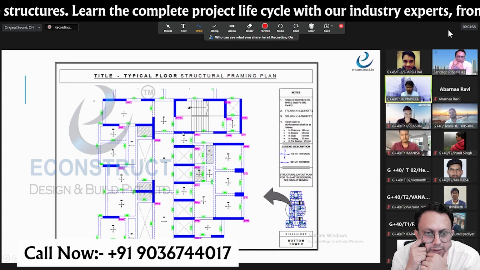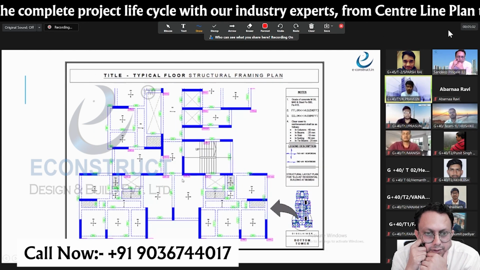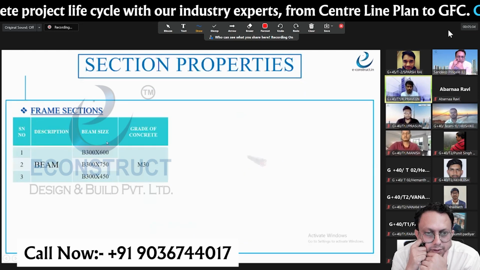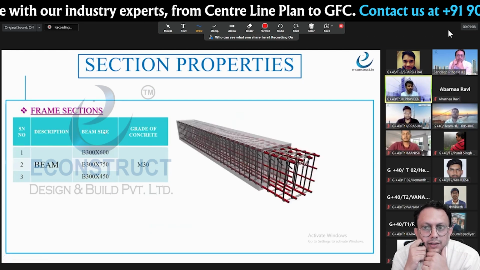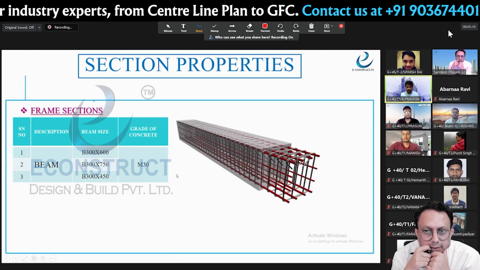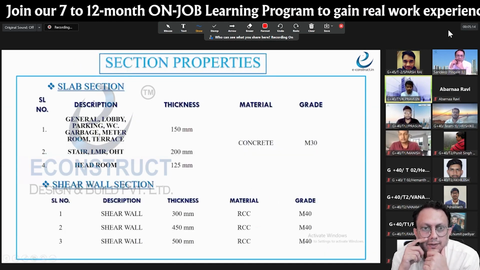And this is below portion of the bottom tower. Then these are the section properties. Okay. These are the slab sections. These are the shear walls.